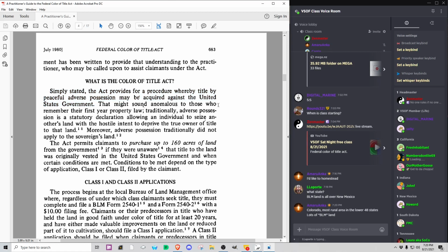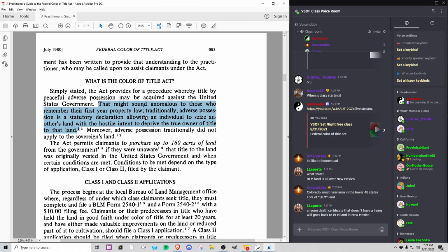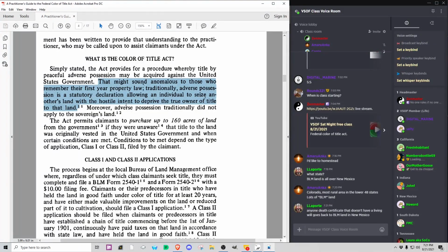All right. So that might sound anomalous to those who remember the first year property law. Traditionally, adverse possession is a statutory declaration allowing an individual to seize another's land with the hostile intent to deprive the true owner of title to that land. Okay, great. If it was actually one of the people that owned it, this little sentence would be true. But it's not. If the U.S. government is saying or claiming that they are holding it, they don't own it. They're holding it in trust for us because it's the people that own it as a whole, until you say, okay, I want this piece for me because I require a domicile and I require to set up a homestead, right?